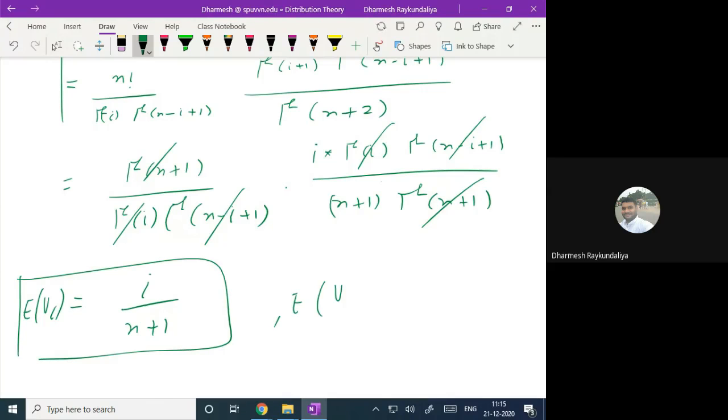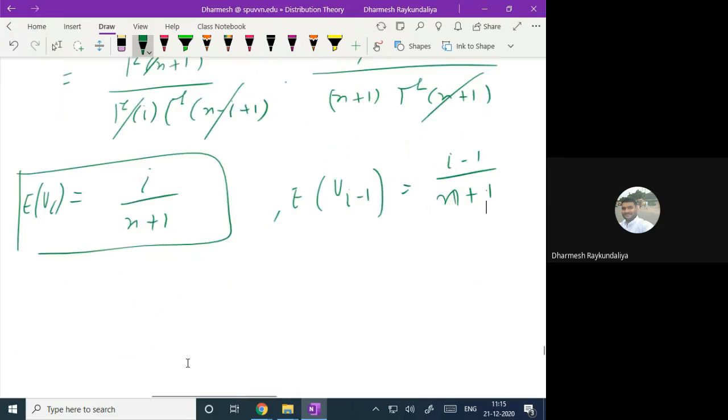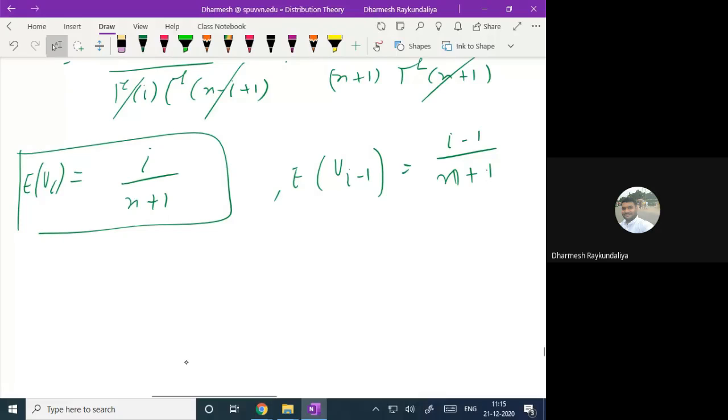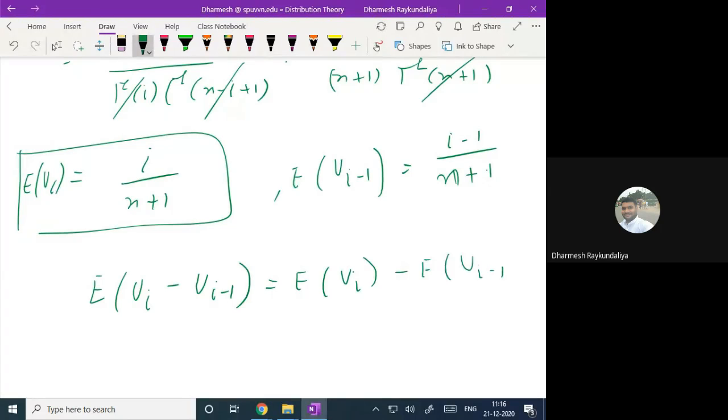So what is the expectation of ui minus 1? It is i minus 1 upon 1 plus, sorry, n plus 1. So if you find out the spacing between the two order statistics, मतलब x1 और x2 के बीच का जो स्पेस है, एक्सपेक्टेड वैल्यू कितना रहेगा, ठीक है। तो यहाँ पे if I am interested to find out the spacing between the order statistics i and i minus 1, it is nothing but expectation of ui minus expectation of ui minus 1. It is i upon n plus 1, minus i minus 1 upon n plus 1.